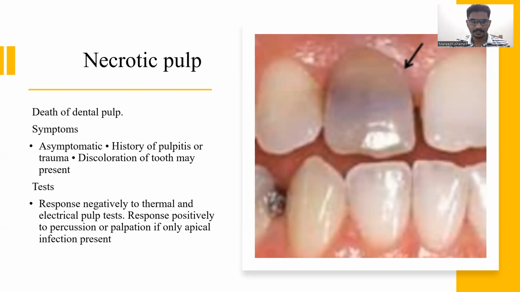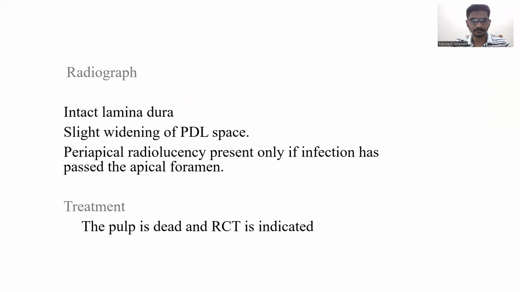Response is positive to percussion or palpation only if an apical infection is present. If the necrotic tissue produces an apical inflammation, then only it can respond to the percussion test or palpation test. In the radiograph, the lamina dura will be intact and a slight widening may sometimes be seen. Periapical radiolucency is present only if the infection has passed the apical foramen. And the treatment is root canal treatment since the pulp is dead.